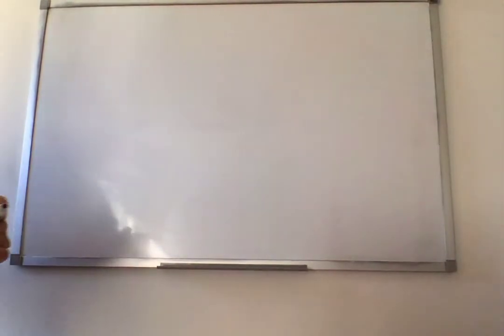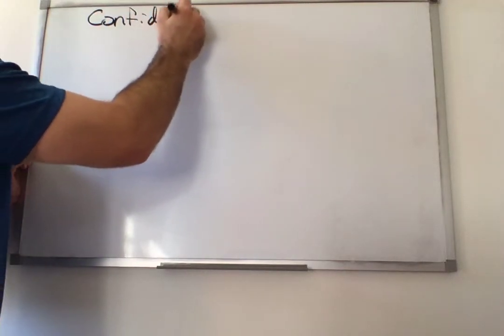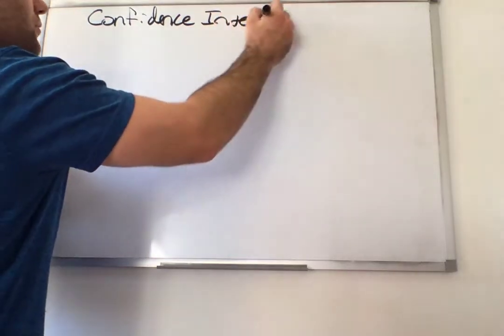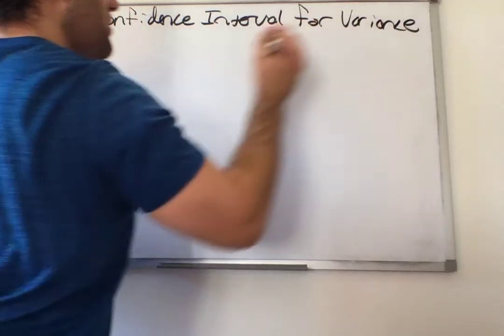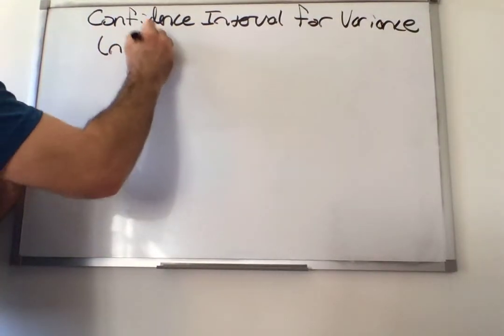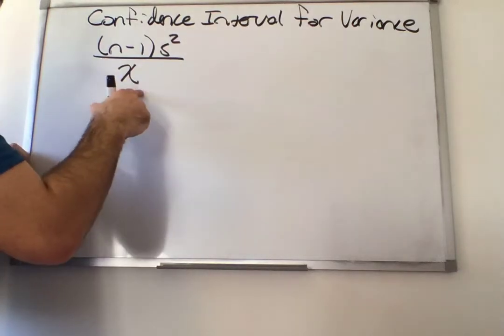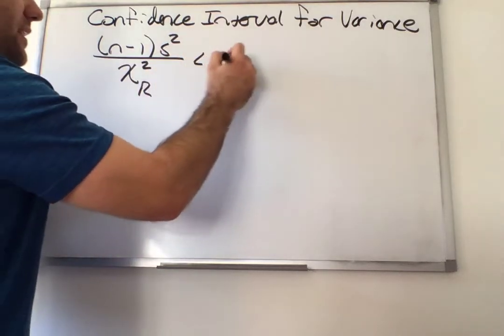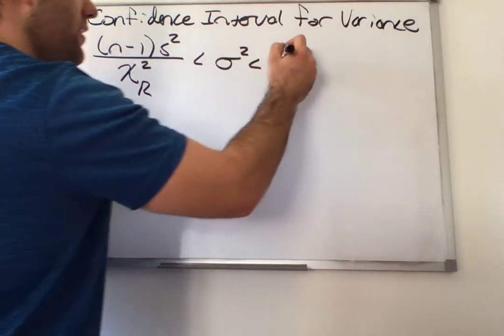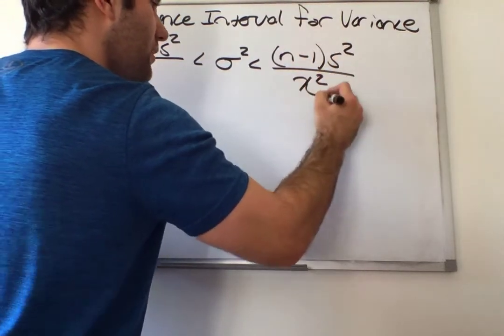Remember, we're going to need the chi-squared distribution table. So here's the confidence interval for variance. We saw this in the last section. It's n minus 1 times s squared divided by the chi-squared right value is less than sigma squared, which is less than n minus 1 times s squared divided by the chi-squared left value.